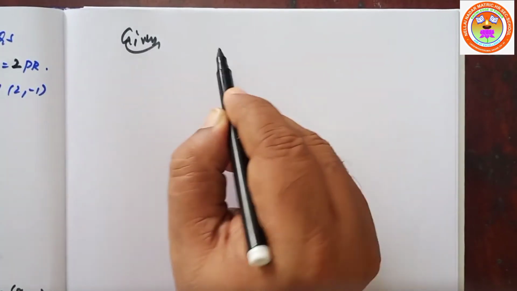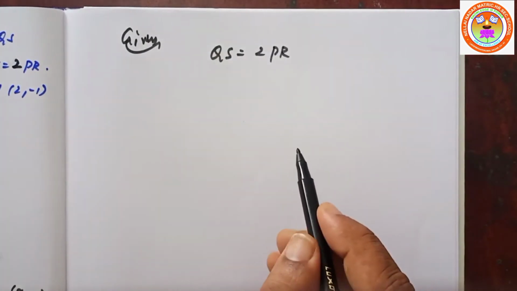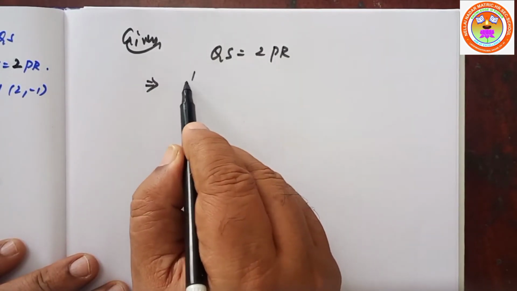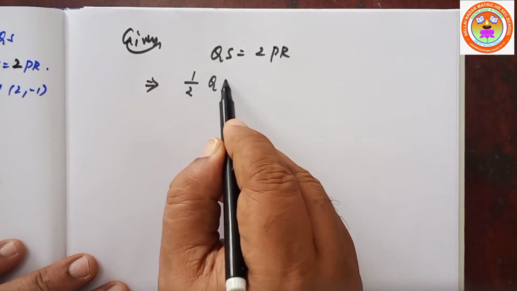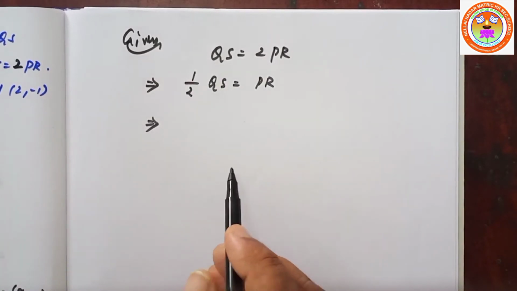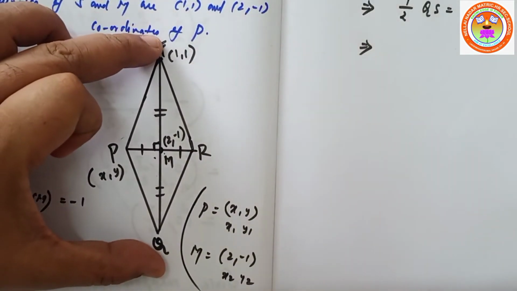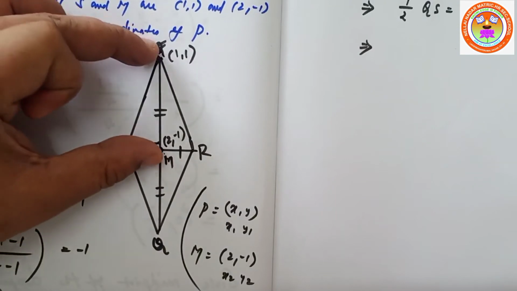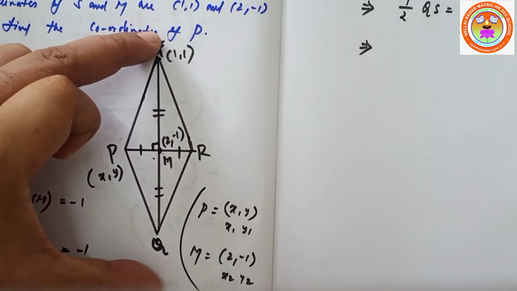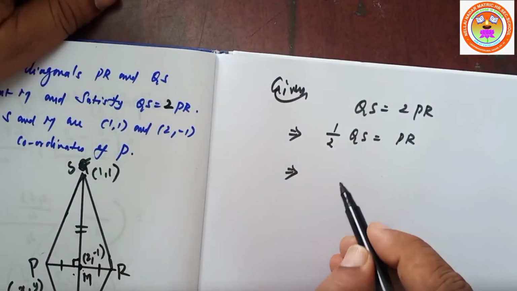Given QS equals 2PR, which implies, when the 2 comes to the left hand side, it becomes half, the reciprocal. Half QS equals PR. Look at the diagram: half of QS is SM, correct? Because M is the midpoint, half of QS is SM. So half QS can be replaced by SM.